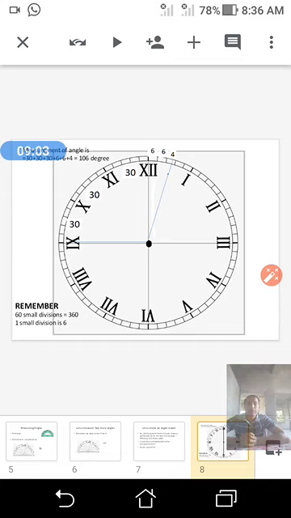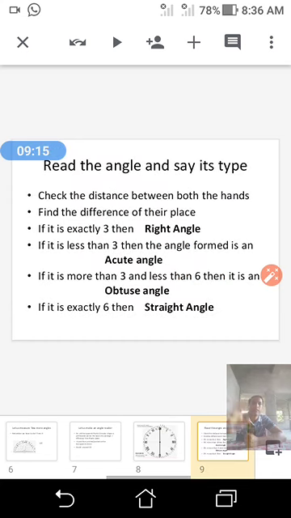Remember, 60 small divisions on a clock is equal to 360 degree. So every small division represents 6 degree. So read the angle and say its type by using this clock and angle measure.